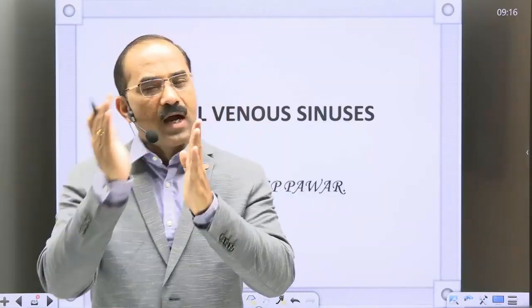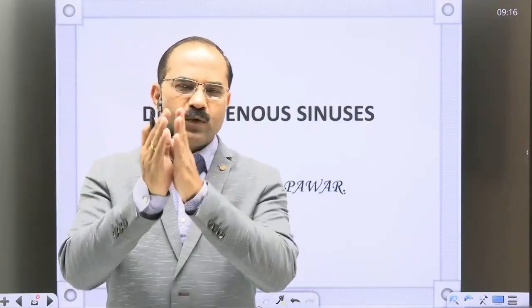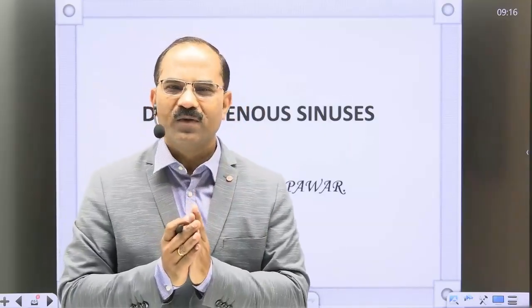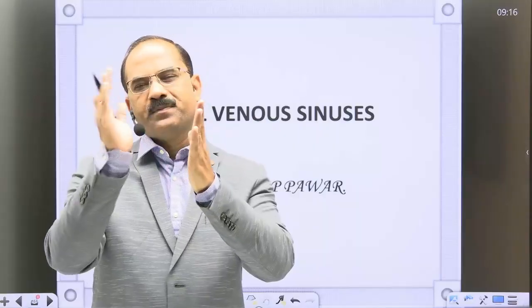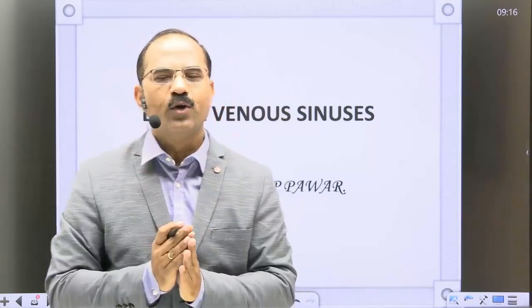Now, who's outside the dura mater? The skull, the endosteum of the skull. And who's on the inner side of dura mater? The arachnoid matter. Right? So if this is dura, outside is the skull, endosteum of the skull. On this side is the arachnoid matter.